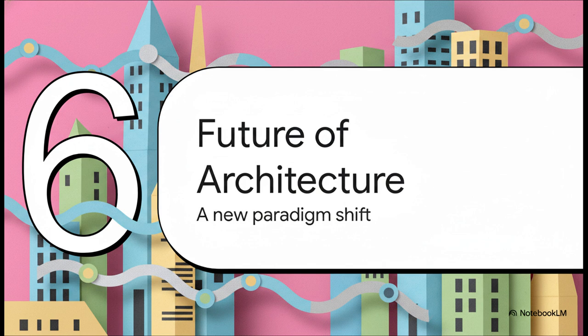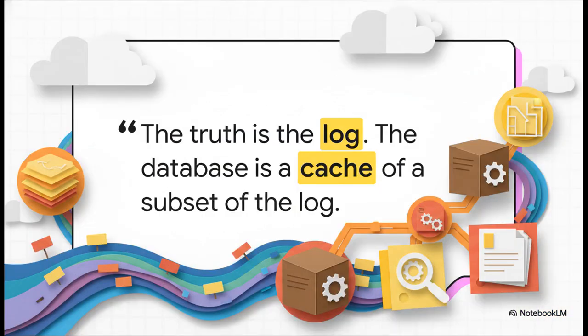Well, this brings us to our final section, and really the core paradigm shift of this entire explainer. Section 6, the future of architecture. So the crucial point is perfectly summarized by distributed systems pioneer Pat Helland, who said, "The truth is the log. The database is a cache of a subset of the log."